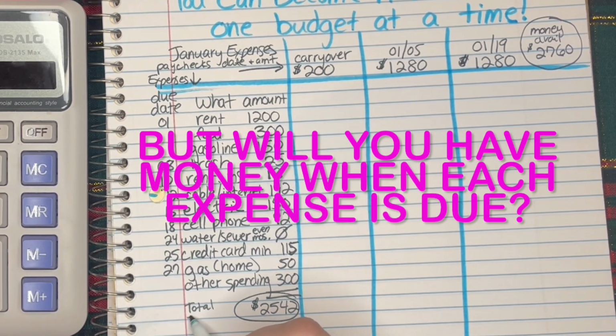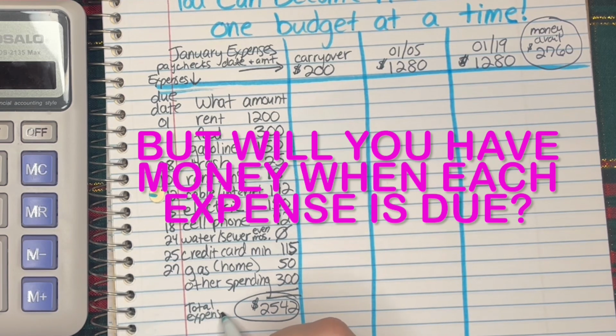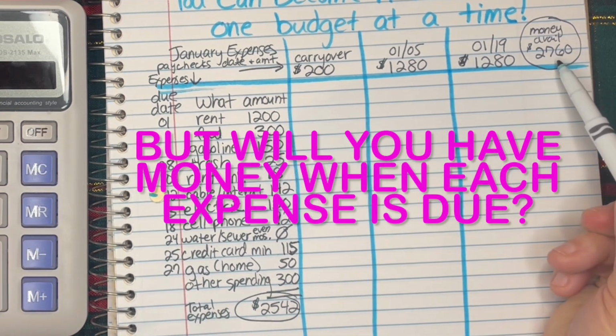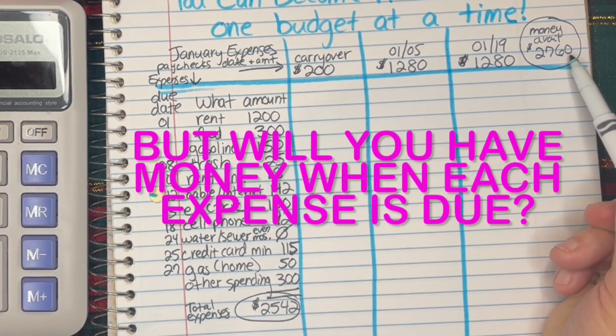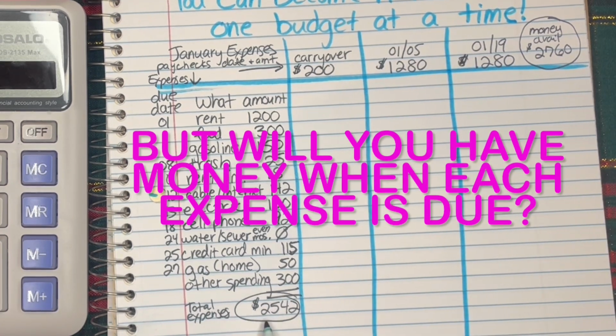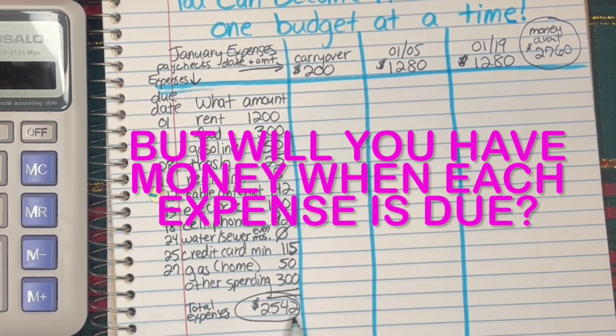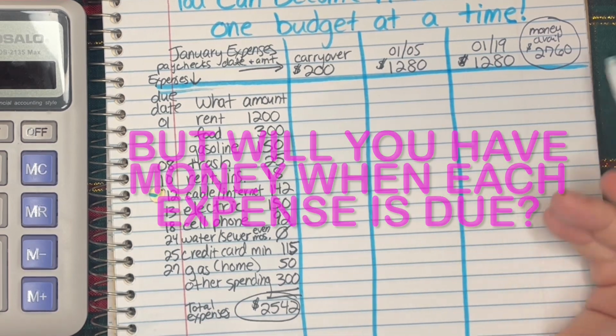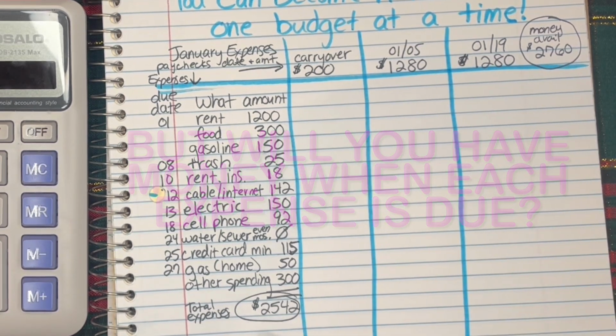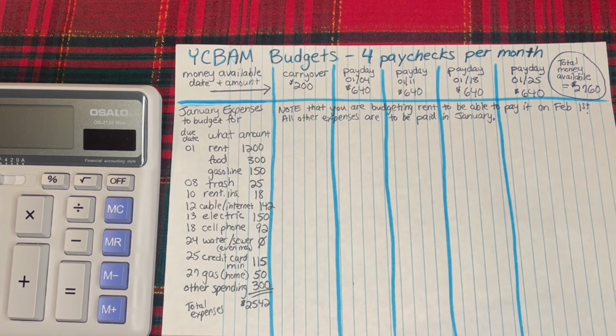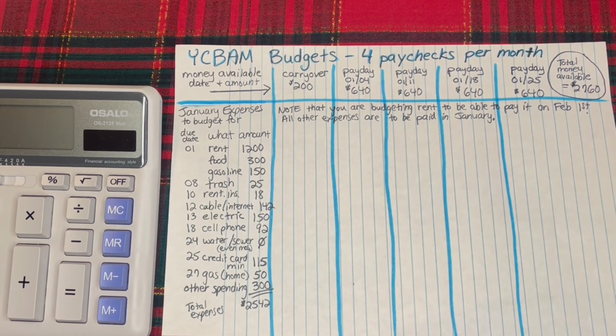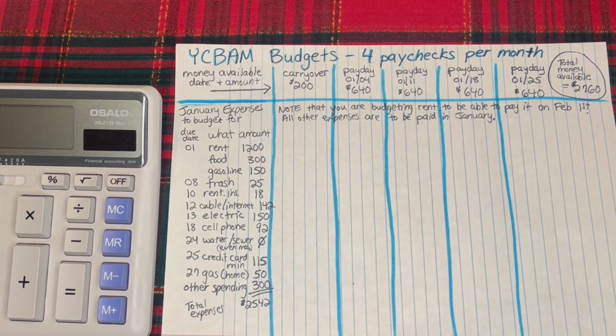That's total expenses. And you can see the money available is $2,760 and the total expenses is $2,542. So you're going to have enough money to cover your expenses. In this video, the total money available and total expenses are the same for both the 2 paychecks per month budget and the 4 paychecks per month budget.